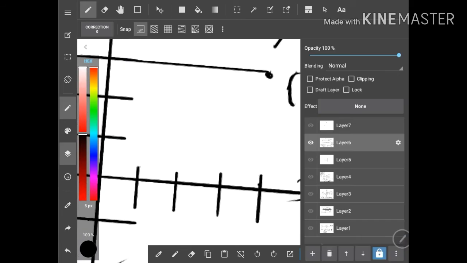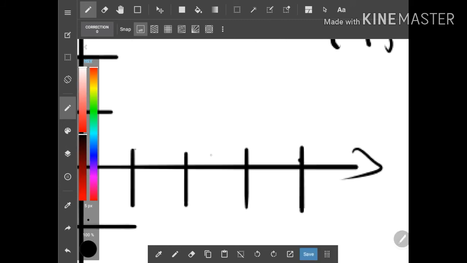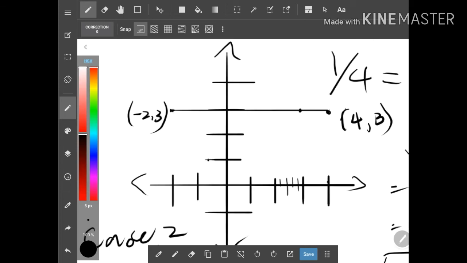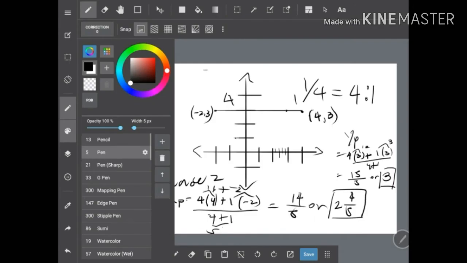Now y of P is exactly the same as the first case. y of P is equal to 4 times 3 plus 1 times 3 over 4 plus 1. 12 plus 3 is equal to 15 over 5. We will get 3. y of P is equal to 3.